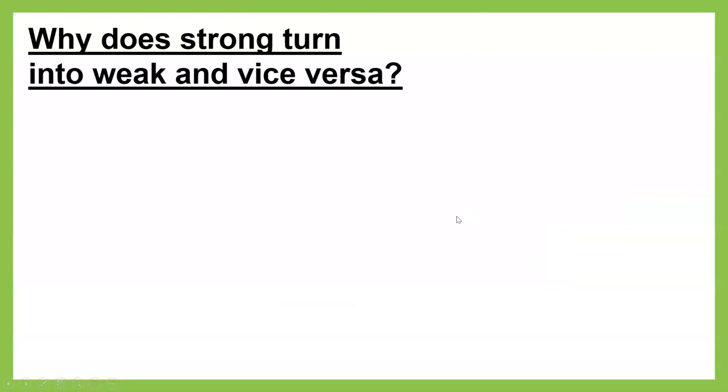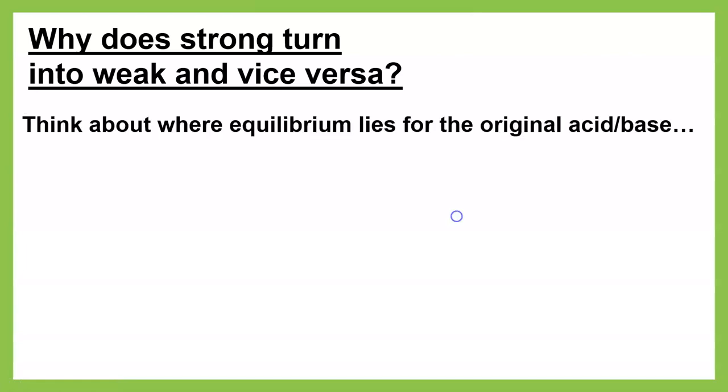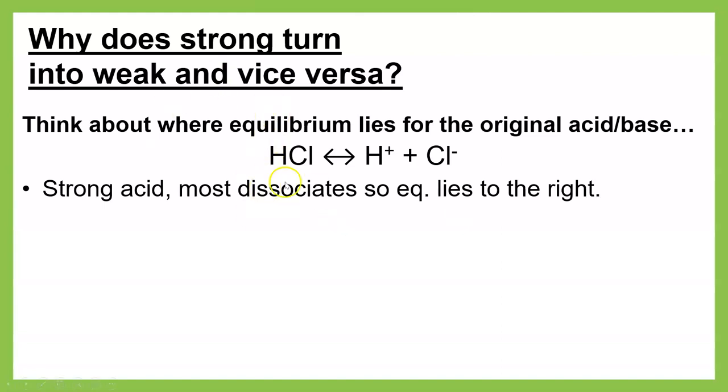So let's stop and think about, well, why does the strong turn into weak, and why does weak turn into strong? Why do we have this opposite situation here? What we have to do is think about how much of this stuff is dissociating. If we have a very strong acid like this, most of the acid will be broken apart. It's going to be dissociated, turned into our products, which means that this is a very product-favored equilibrium. My equilibrium lies very far to the right.